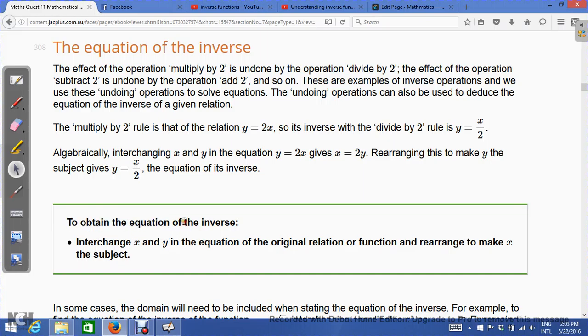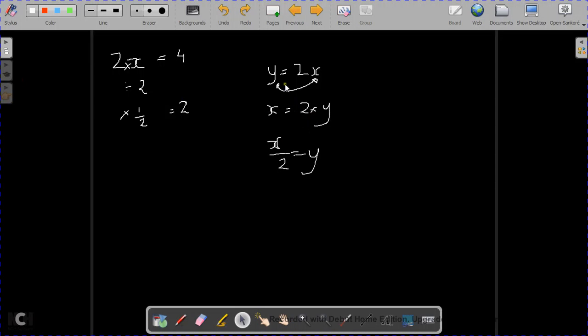How do we obtain the equation of the inverse? Well, we just do exactly what we've just done. We interchange x and y in the equation of the original relation or function and rearrange to make x the subject. I think it should say y as the subject, so it should be y equals something. So as we did here, y equals 2x, we interchange them, and then we make y equals something x. So that's the inverse, and that's all we do.